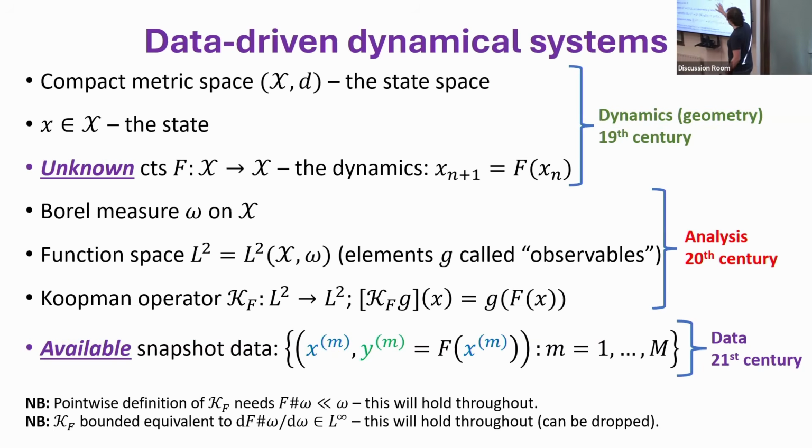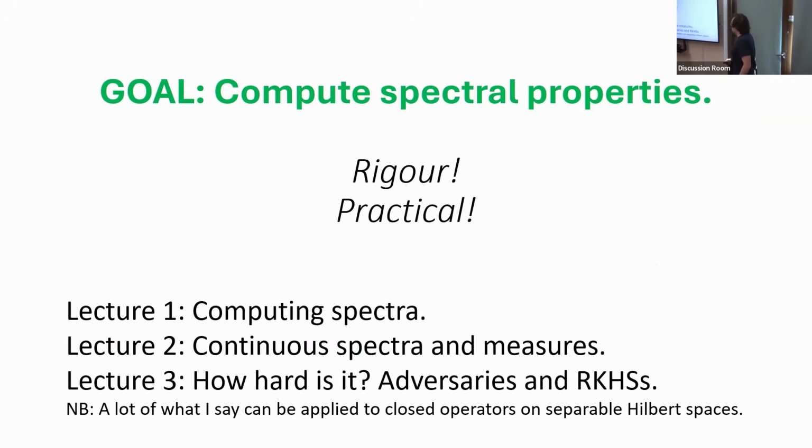Okay, so this is just to set up the notation: this Koopman operator on this L2 space. The goal of this series is to compute spectral properties. And perhaps I'm too greedy, but I like rigor and I also like practice. This is what I was saying about being in the middle. So in the first lecture, we're going to compute spectra. In the second lecture, we're going to deal with continuous spectra and spectral measures. I'm going to show you how to compute them. And then in the third lecture, we're going to start thinking about how hard these problems actually are. Can we classify their difficulty? And in fact, can we build adversarial dynamical systems to show that some things are impossible to compute?